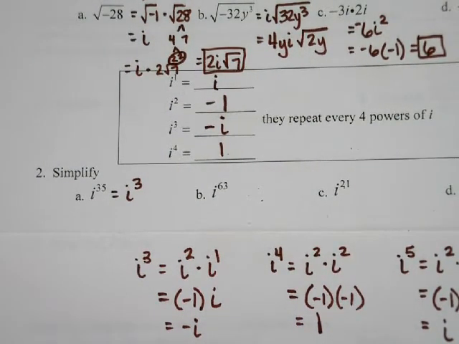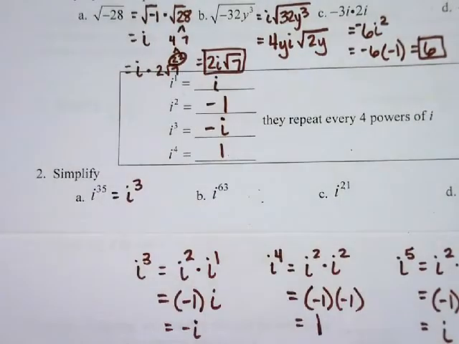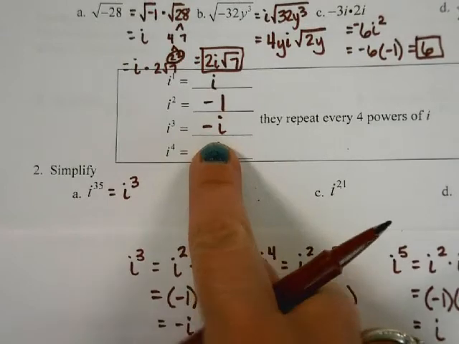Because 36 is also divisible by 4 too, right? So this would be 36, 35, 34, 33, 32. Okay, and what's i to the 3rd based upon my chart? Negative i.